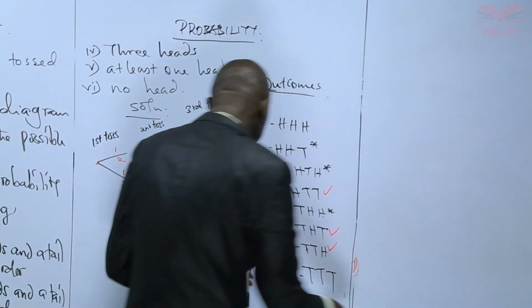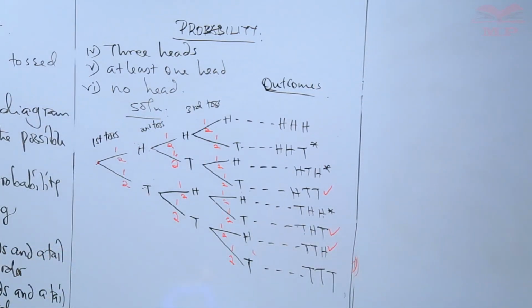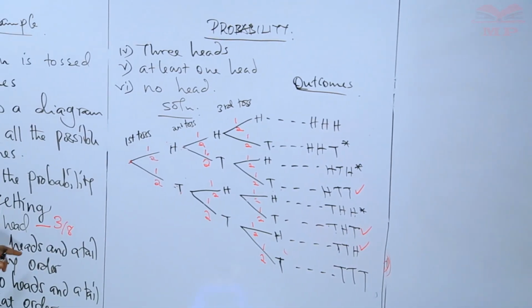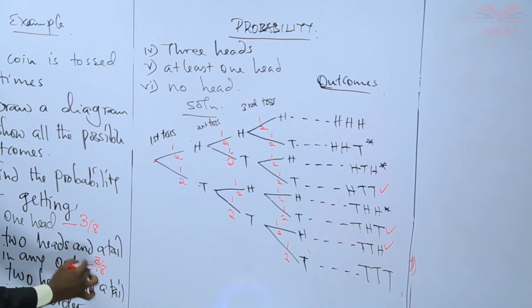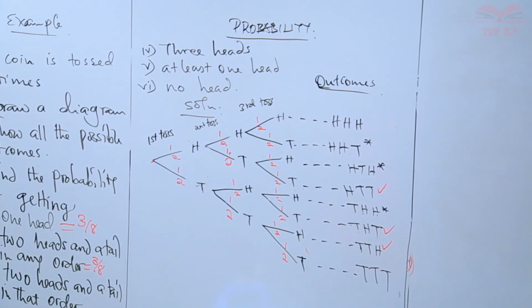Now, meanwhile, it is important that I note that only 1 head was 3 out of 8, and 2 heads and a tail in any order was also 3 out of 8. So those are the answers we've gotten so far.